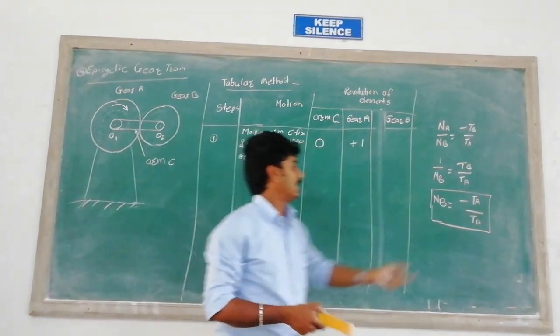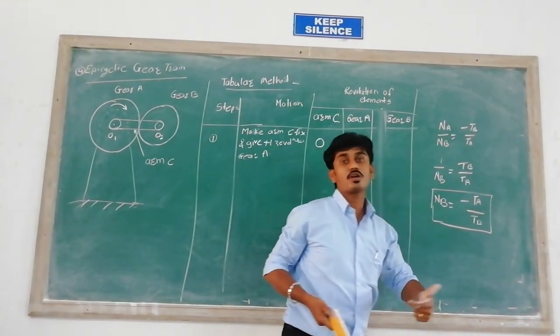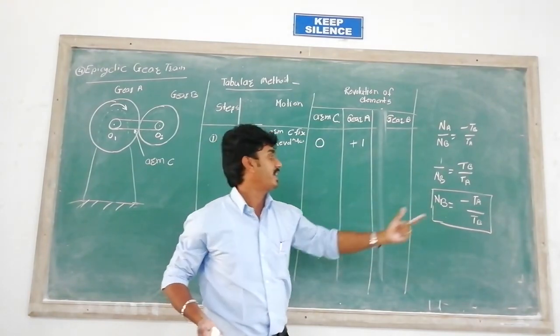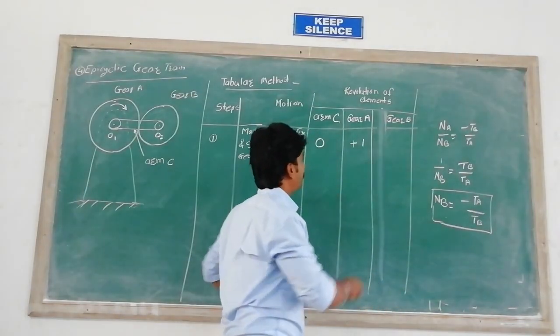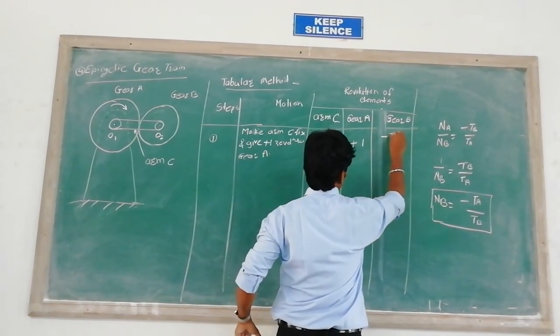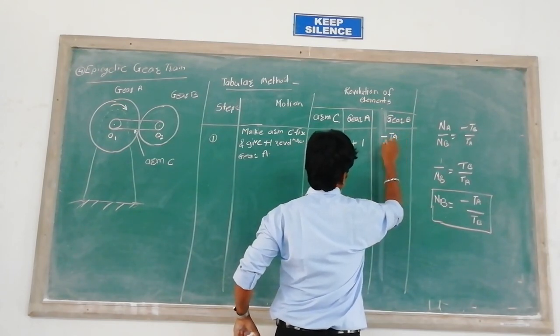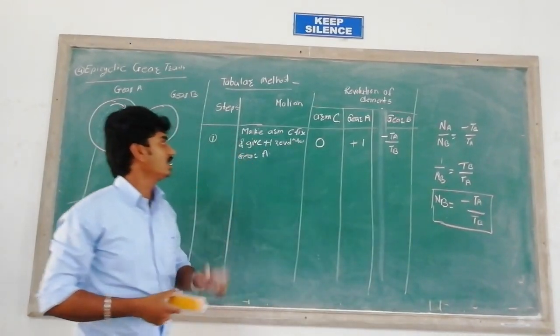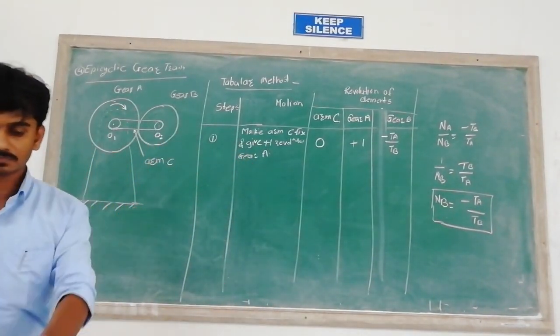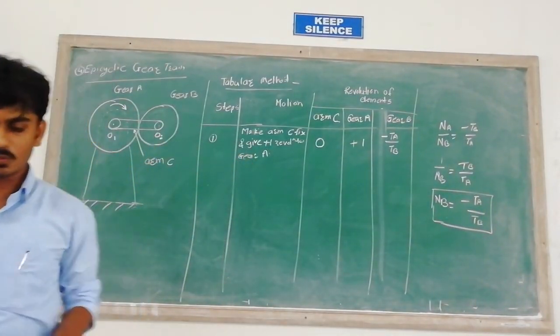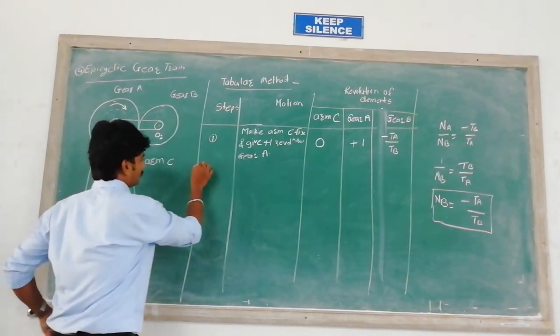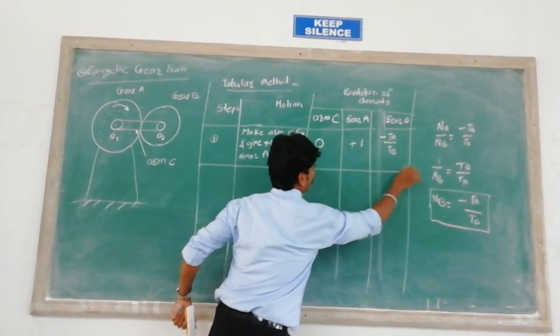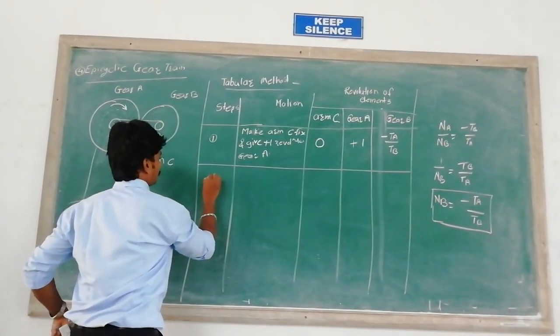And here, TA is the number of teeth on gear A and TB is the number of teeth on gear B. Therefore, this value is equal to minus TA divided by TB. Okay, this is our first step. Now, step 1 is completed.